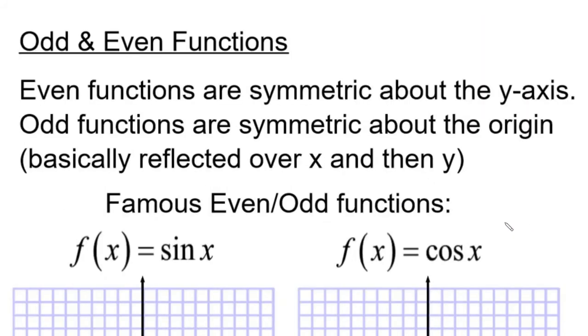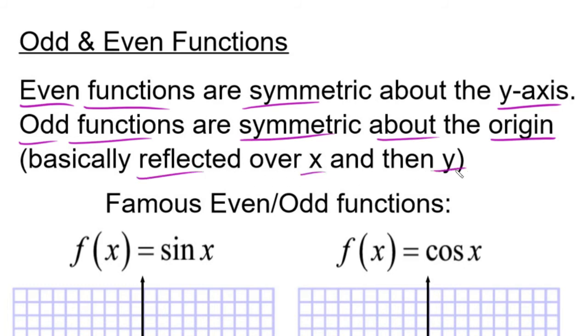Okay, even and odd functions. You should write down: even functions are symmetric about the y-axis, odd functions are symmetric about the origin, which means reflected over x and y. So even functions are reflected over the y-axis and symmetric about the y-axis. Odd functions are symmetric about the origin. You should have that memorized.